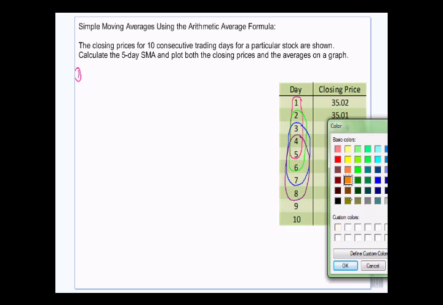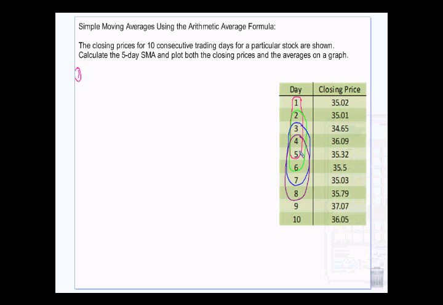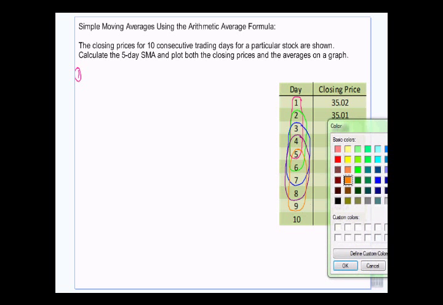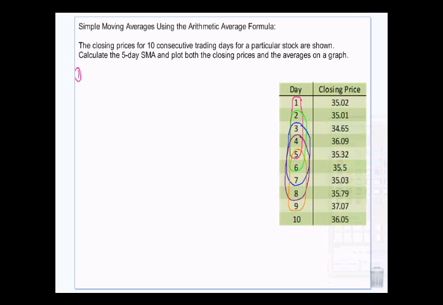Would this be one question? Yes, one question. The next 5 days, and then finally the last 5 days. So for our 10 days, we're going to end up with 1, 2, 3, 4, 5, 6 sets of data.